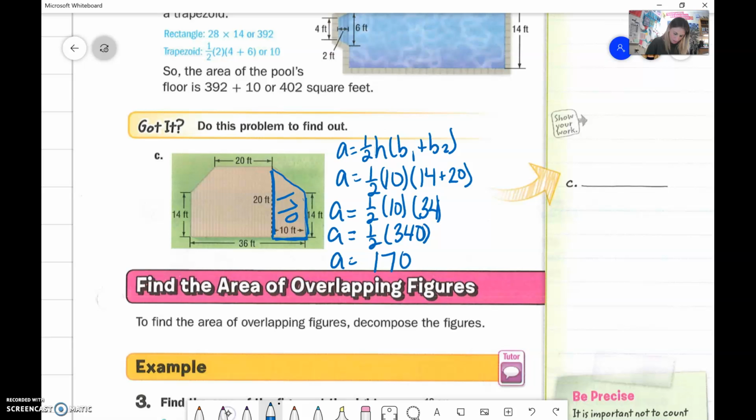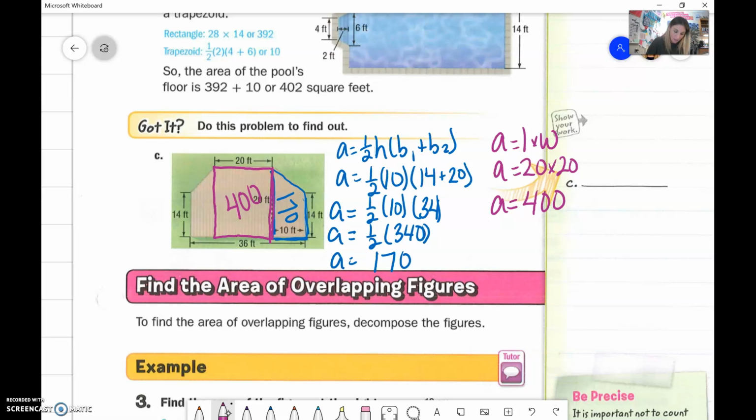Now let's do an easy one. Let's do this right here. Okay, so now let's take a look at this. It looks like it is just a rectangle, so length times width. So area equals my length, which is 20, times my width, which is 20. And so my area of that is 400. So here I can just write in 400. So far so good.